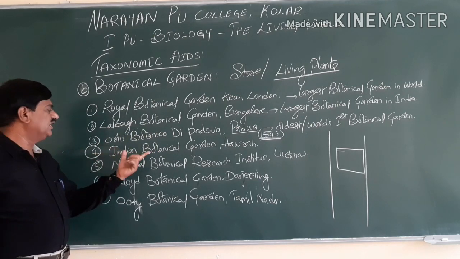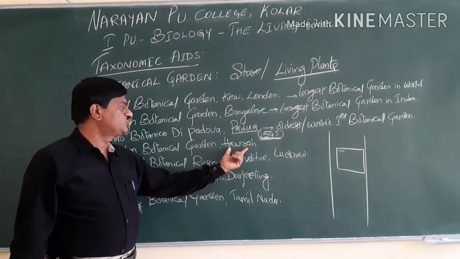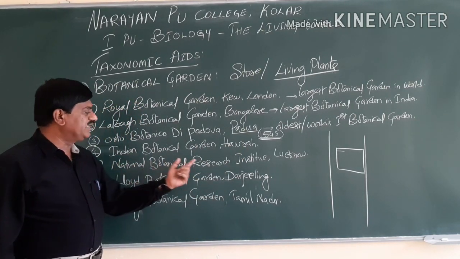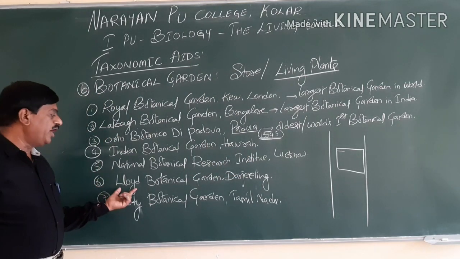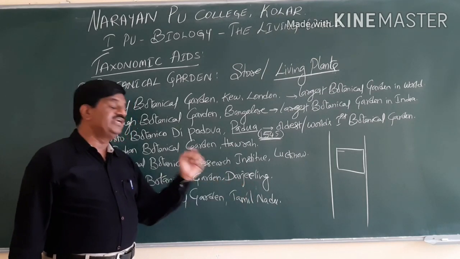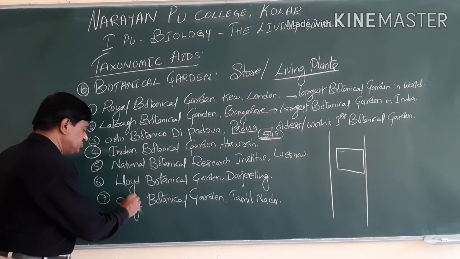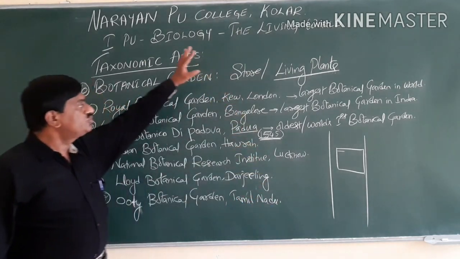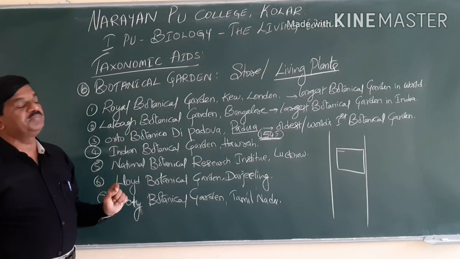Now go for the other one called Indian Botanical Garden. It is also present in Agra. Next, National Botanical Research Institute. This is present in Lucknow. Lloyd Botanical Garden. This is in Darjeeling. Ooty Botanical Garden. This Ooty Botanical Garden is present in Tamil Nadu. So like this, botanical gardens are present in various places.